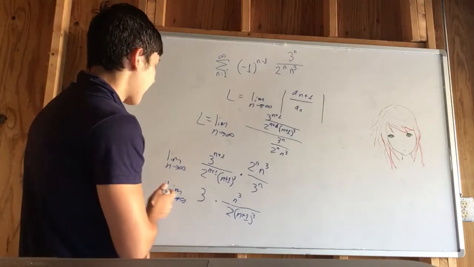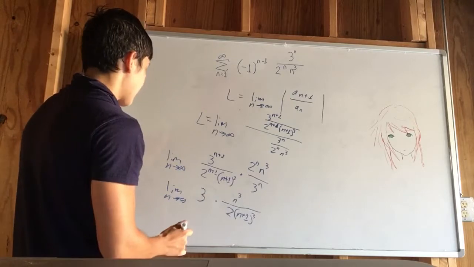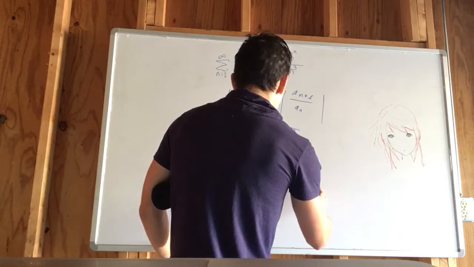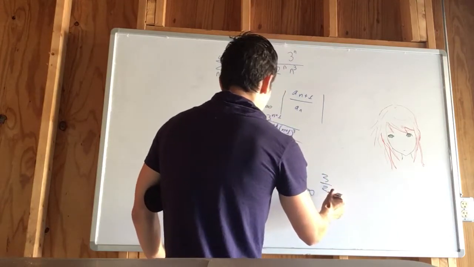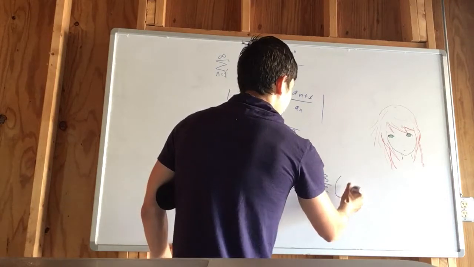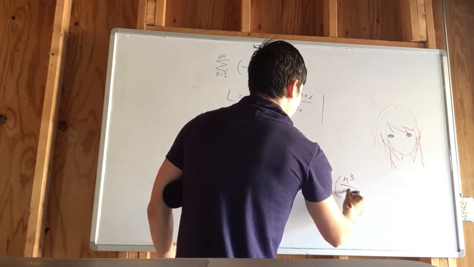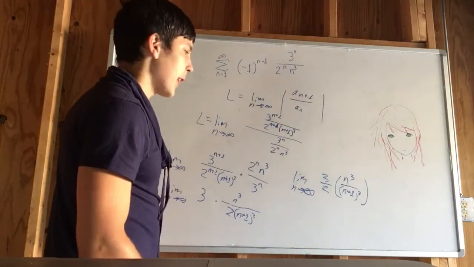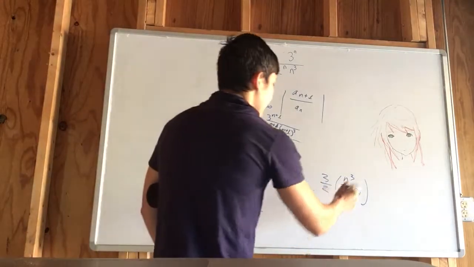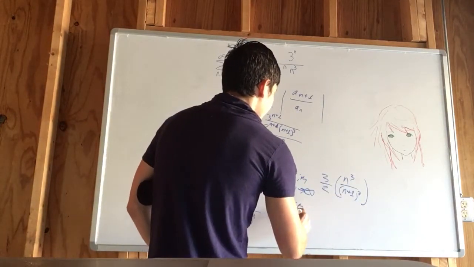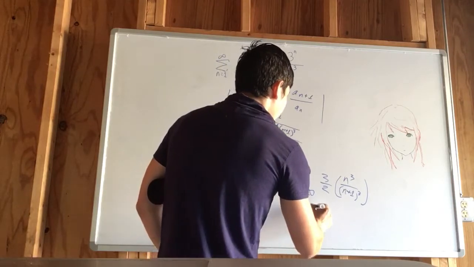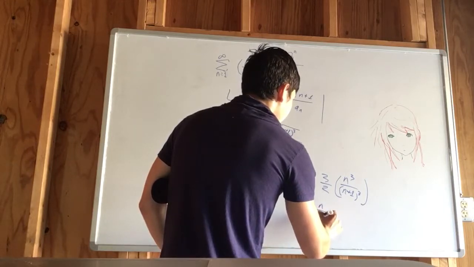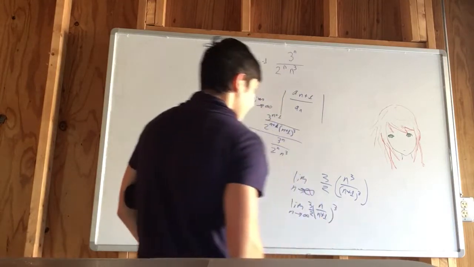Now we could factor out the 3 halves and leave that by itself. So limit as n approaches infinity of 3 halves times n cubed over n plus 1 cubed. So since both the numerator and the denominator are being cubed, we could bring out the cubed. So this would be the limit as n approaches infinity of 3 halves, and we have n over n plus 1, and that's all cubed.